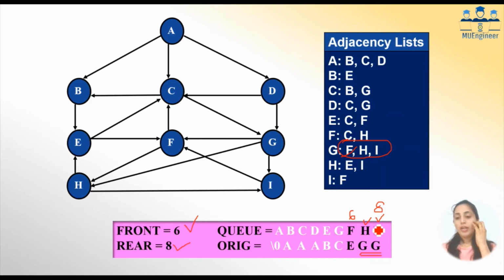Okay. Now I'm going to delete F, that means front should become 7. Okay. Now there are no more elements to be added because C and H both are there in the queue. Next I will delete H. So my front has become 8. Okay. And E and I both are there in my queue, so I will not add anything. And lastly I have only one element which is I, which is at front and rear both pointing to it. And when I delete I, only front will increment and front has become 9, rear is 8.